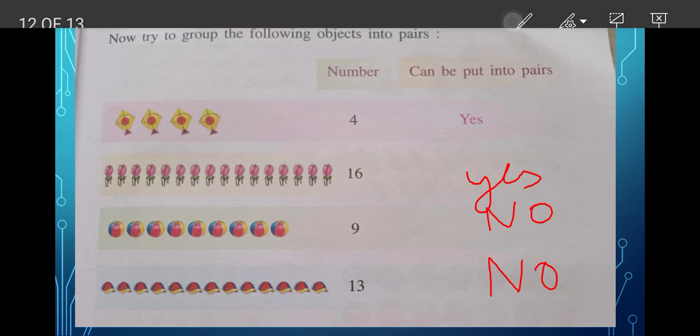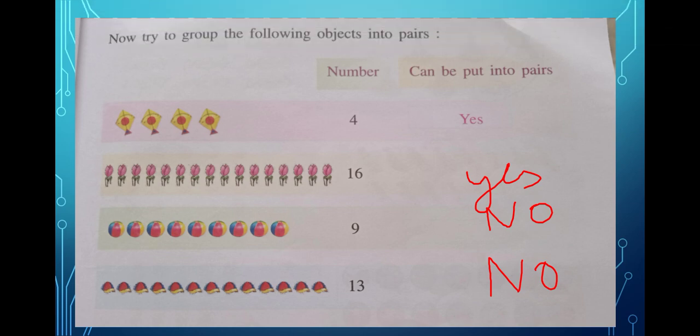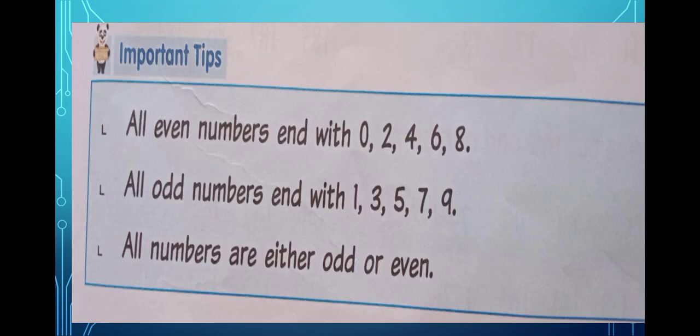Okay. So one more tip I wanted to give you, important tips, that is also from your book. See, all even numbers end with 0, 2, 4, 6 and 8. All odd numbers end with 1, 3, 5, 7 and 9. All numbers are either even or odd.